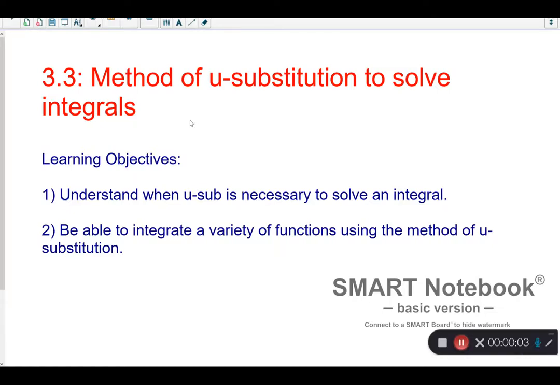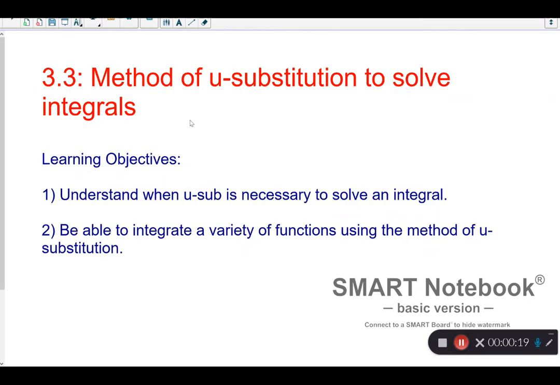Hi everyone, Professor Rosenthal here, and today we're going to take a look at section 3.3, which is a technique to integrate complicated looking functions. We call this technique the u-substitution method to solve integrals.